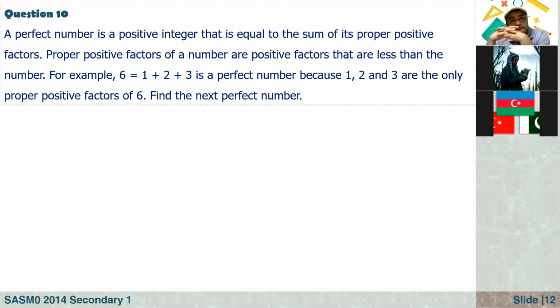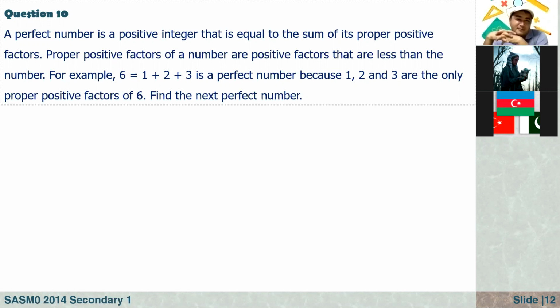A perfect number is a positive integer that is equal to the sum of its proper positive factors. Proper positive factors of a number are positive factors that are less than the number. For example, 1. Ilknur, at every full stop, take a breath and continue. Stop just for 1 second, then continue. Read from the beginning.